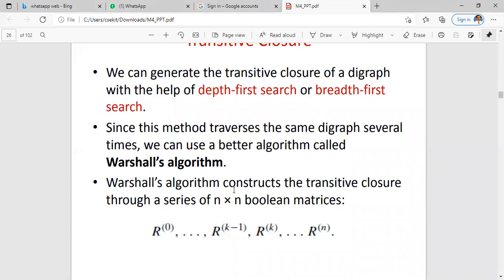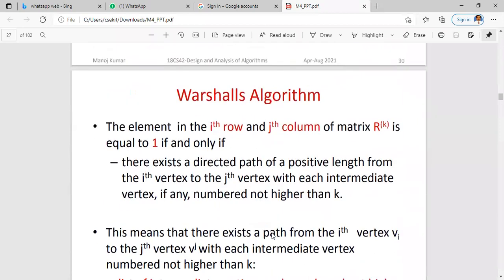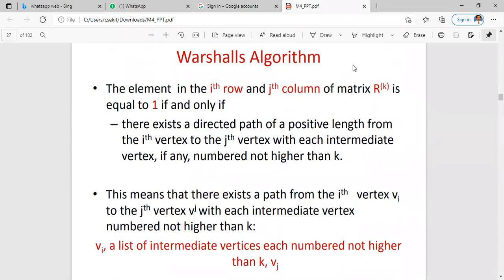Warshall algorithm constructs the transitive closure through a series of n cross n Boolean matrices. So R of 0 is the first one, R of n is the last one, and in between you will be having R of K minus 1 and R of K. So n cross n means, here we have taken 4. Now you come for the Warshall algorithm.